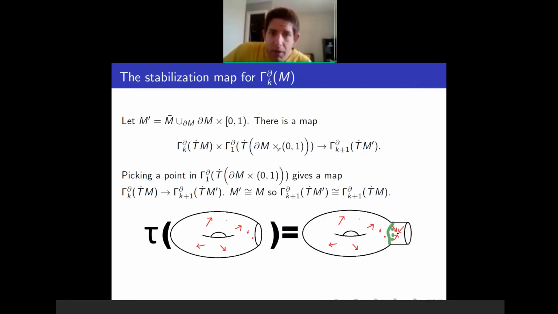So then if you pick a point in this space, that gives you a map from here to here. And then you can identify the manifold with the collar with your manifold again. At the end of the day, we get this map that increases the degree by 1. So you should think we're just bringing in from the boundary a degree 1 section. And this composition is tau.